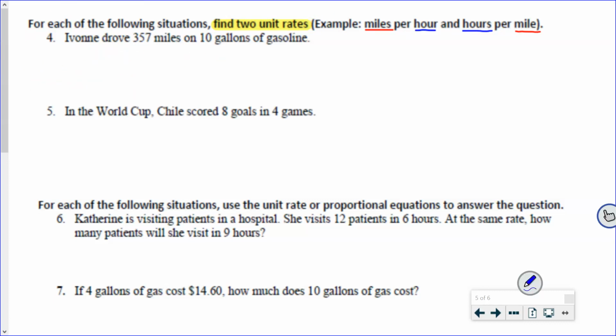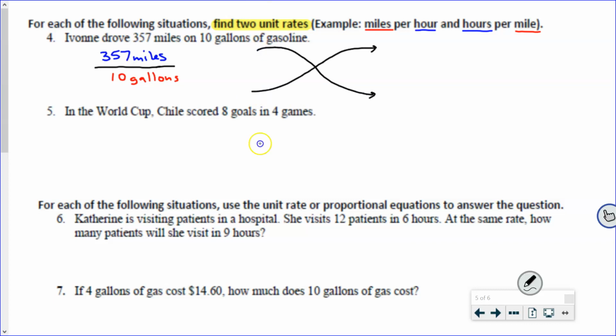Finding the unit rates means I want to set up the problem something like this. 357 miles. Since it's a unit rate, I'm going to set up that ratio. So 357 miles per 10 gallons. And before I even do any work here, since I need to find a second one, look at how I'm going to get that second one. I'm going to simplify this one, but then I'm going to flip it to its reciprocal. Remember doing this? Where instead of the 10 gallons being on the bottom, now I'm going to flip it so that the 10 gallons is on the top. And instead of the 357 miles being on the top, now the 357 miles is going to be on the bottom.